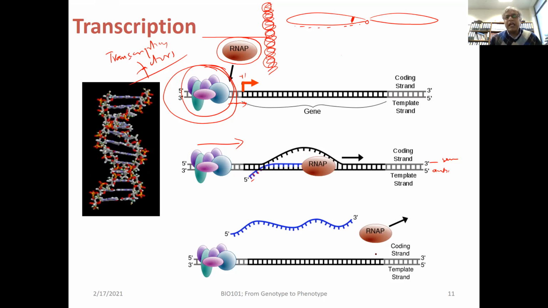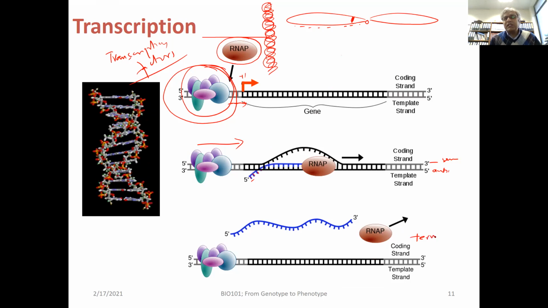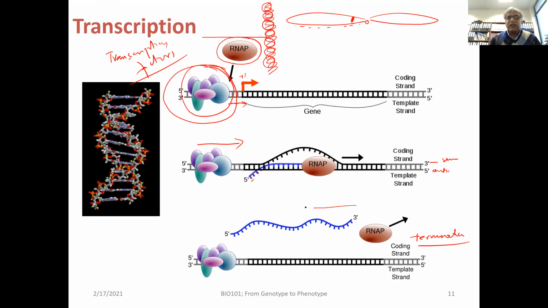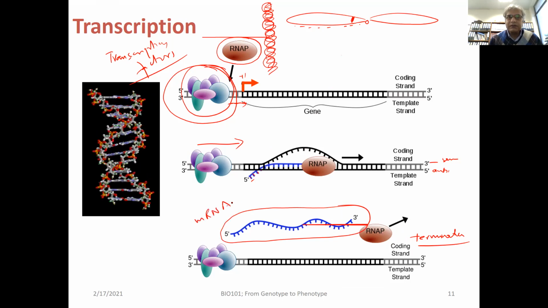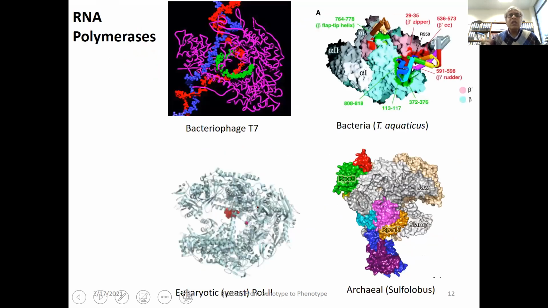So it will keep going, and then it comes to a sequence where you have the termination sequence. The RNA polymerase will hit the termination sequence and fall off, and it will release the messenger RNA sequence. So you have seen the process of transcription. What is an RNA polymerase? It's an evolutionarily conserved protein complex, an evolutionarily conserved protein machinery, whether you talk about bacteriophage, bacteria, eukaryotes, or archaea, which are extremophiles.